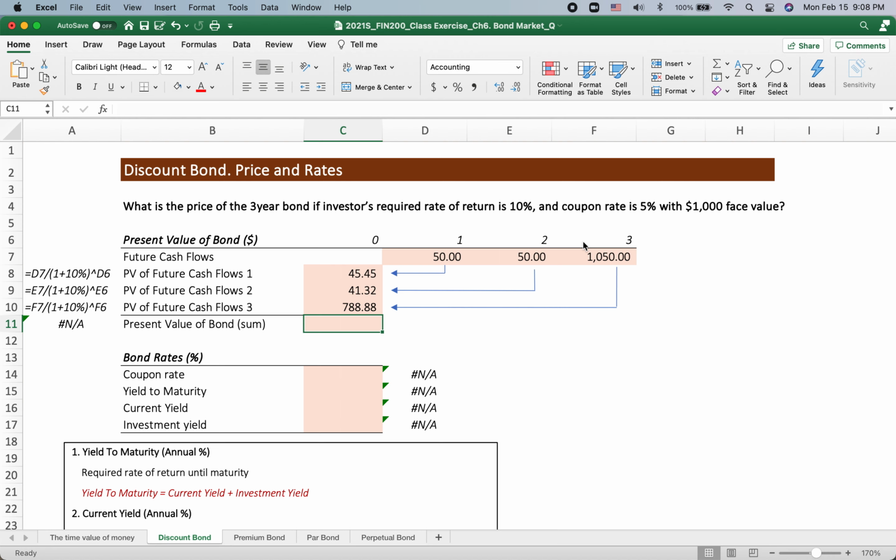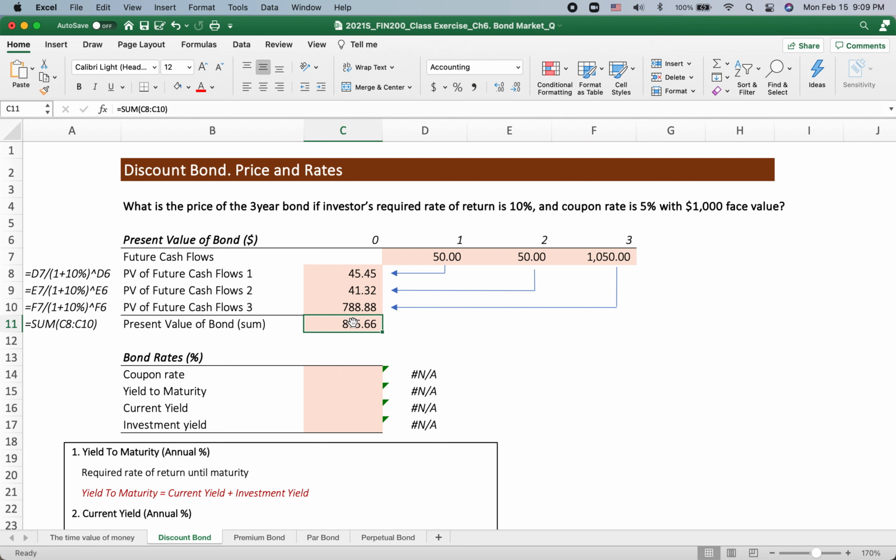Okay, then we just sum all the present values of the future cash flows. So we got $875. That is the present value of the bond. Okay, let me explain what that means. $875 present value is lower than the $1,000 face value. That's why we say this is a discount bond.